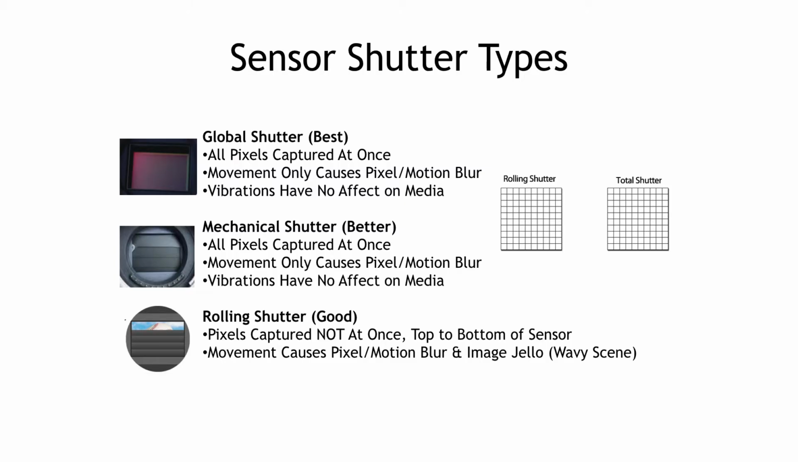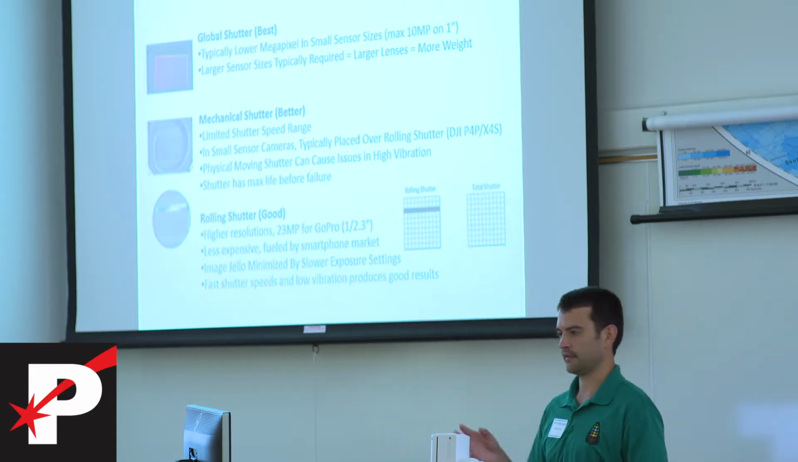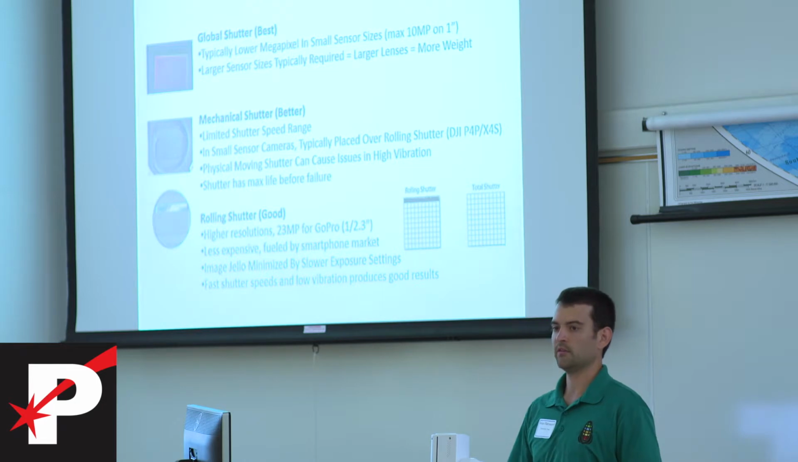So a couple other things about shutters real quick. Again, we talked about global shutters. So mostly lower megapixel, the 1-inch size sensor that's on the Phantom 4 Pro, for instance, the max global shutter that exists right now in the world is a 10 megapixel.